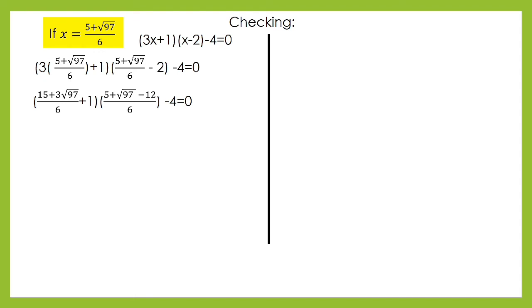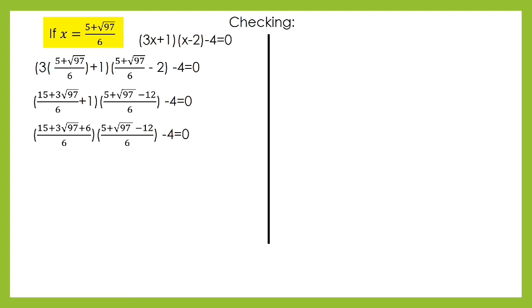Okay, we will do the same thing on the right side. Copy 15 plus 3 square root of 97. And then, multiply 6 and 1. Okay, 6 times 1 is 6. Copy all over 6. Okay, so we just copied what is on the right side.